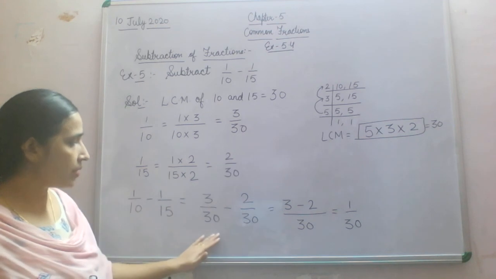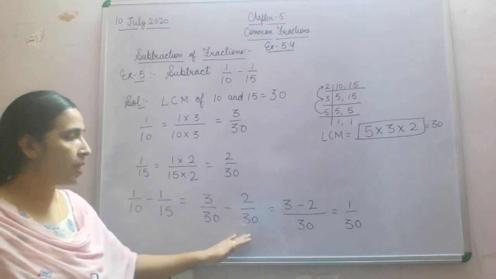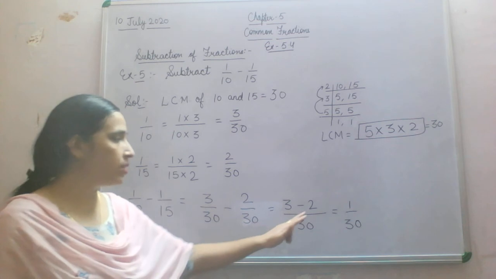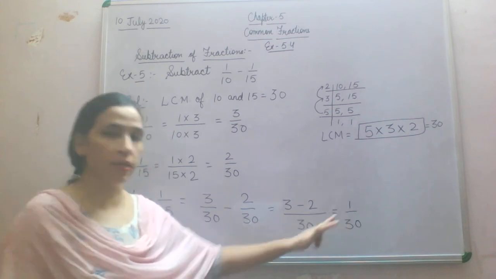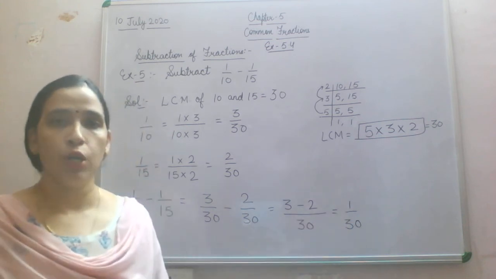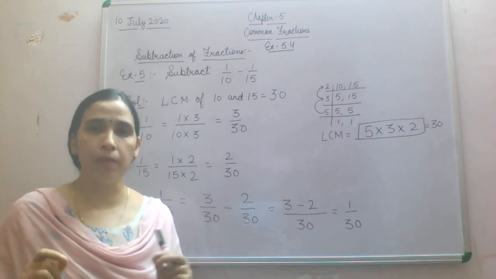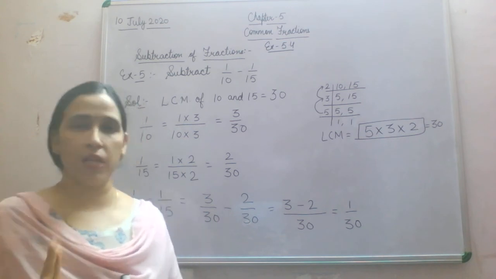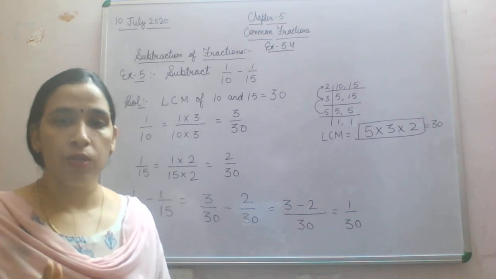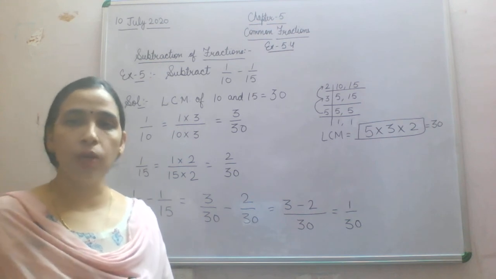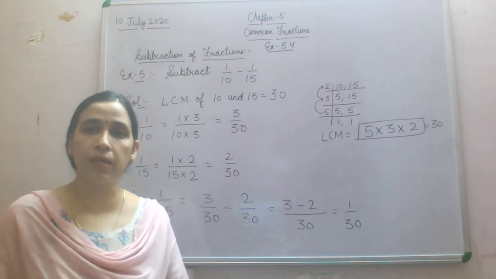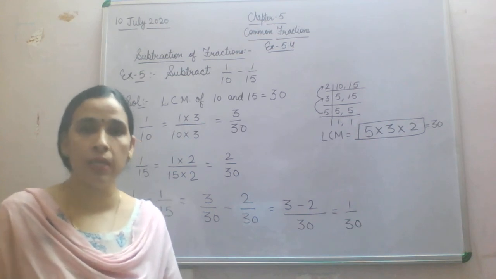Now 3 by 30 minus 2 by 30. So after doing subtraction we will get 1 by 30 as an answer. So this question is related to subtracting 2 unit fractions which is given to you. This is another important part of your exercise, how to do subtraction among 2 unit fractions.